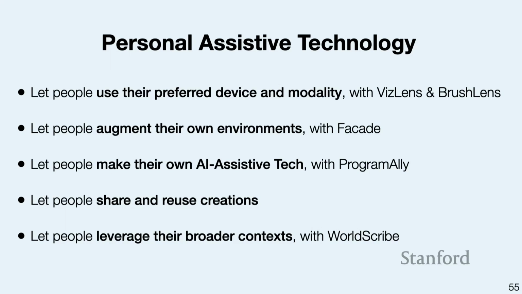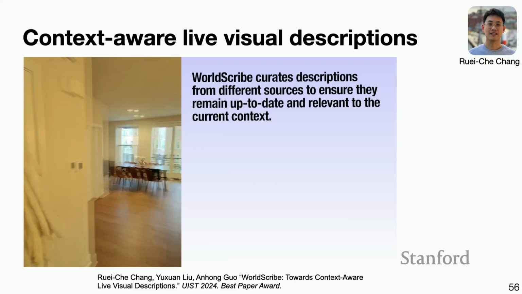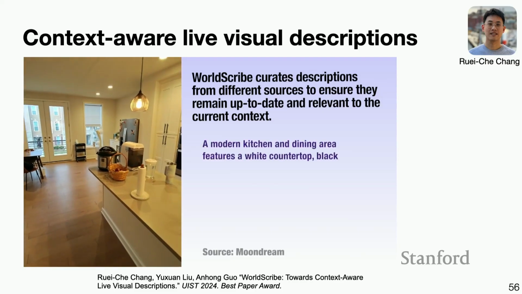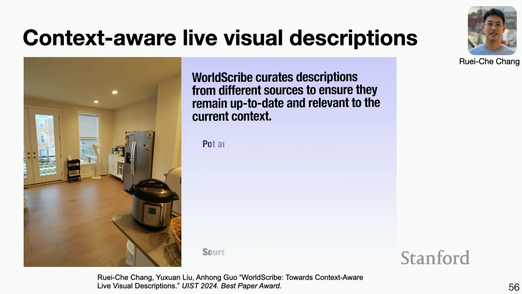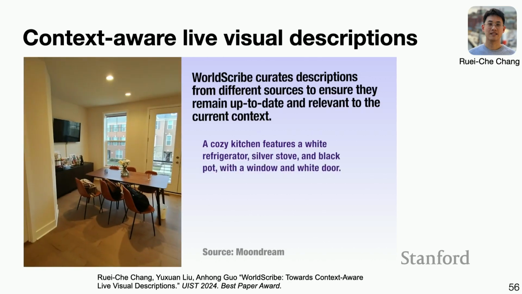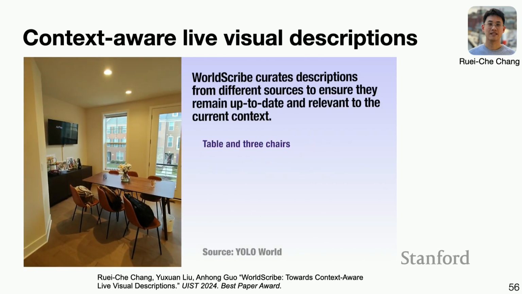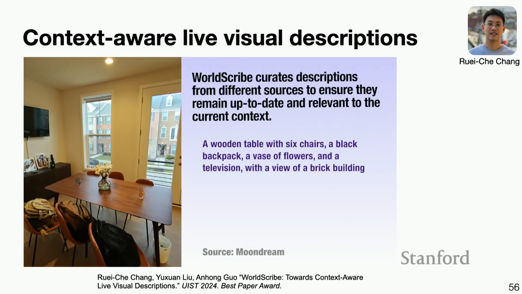So in our recent work, we also explored this in a project called WorldScribe to leverage the broader context. WorldScribe is a system that we developed that can generate live visual descriptions that are adaptive to the user's intent, movement, and also visual and auditory context. So what you see here is as the user is moving around, right? If they are turning very quickly, or if they're walking quickly, or the visual scene is changing very quickly, then we will provide bits and snippets of information.